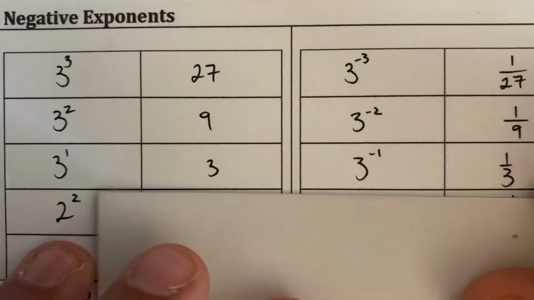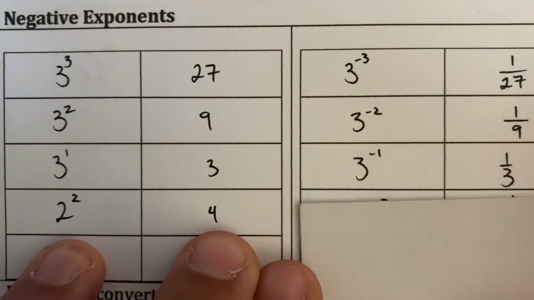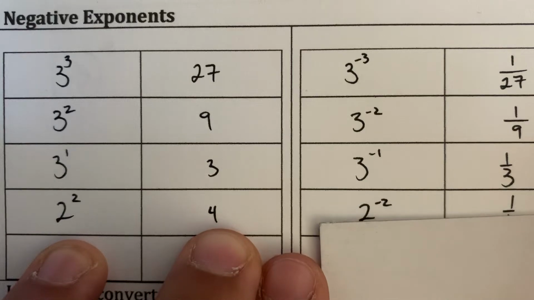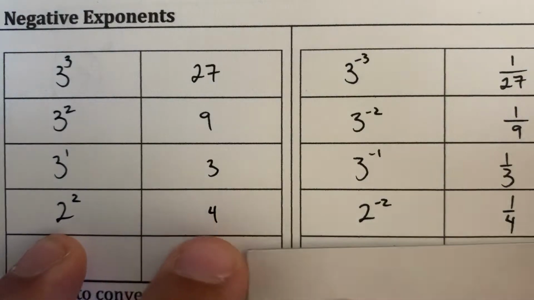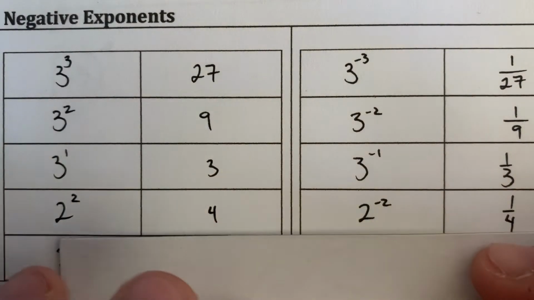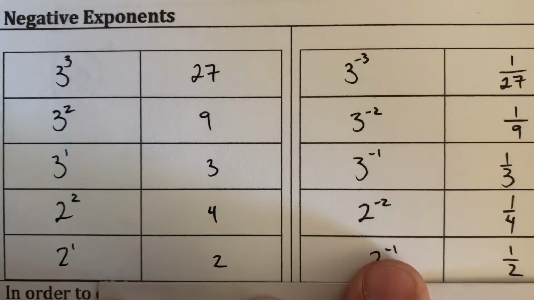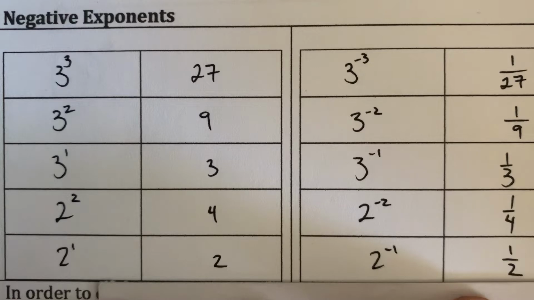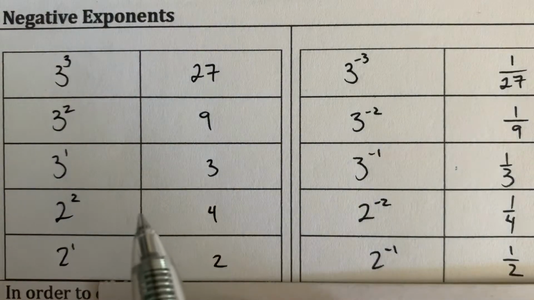Okay, so let's see if we can apply that to this one. We have 2 squared. We know that's going to be 4. And now we have 2 to the negative 2. We're going to take the positive version, 2 squared, which is 4, and put that in a fraction. So we get 1 over 4. And this holds for all negative exponents. We have 2 to the first, which is 2, and 2 to the negative first is going to be 1 over 2. Right? So negative exponents almost always become fractions with the positive version number. Okay, it sounds complicated, but when you picture it like this, it becomes a lot easier to remember how to convert between the two.